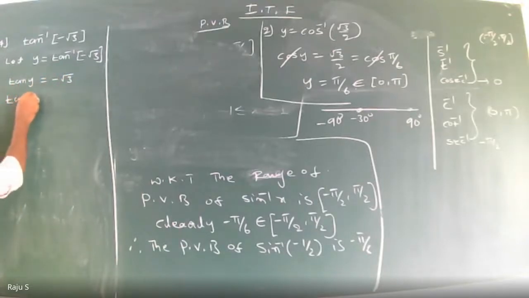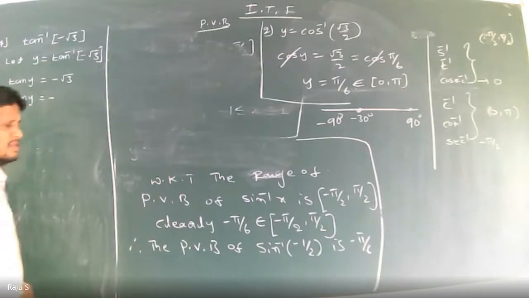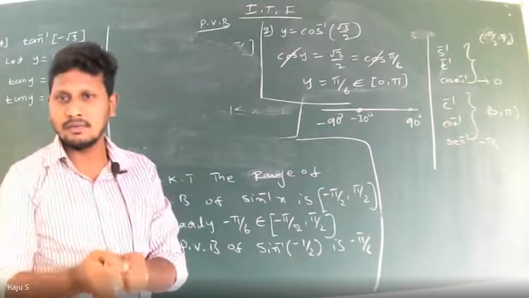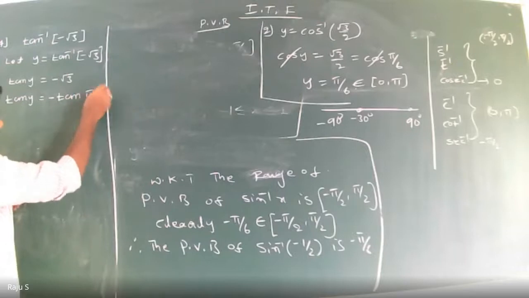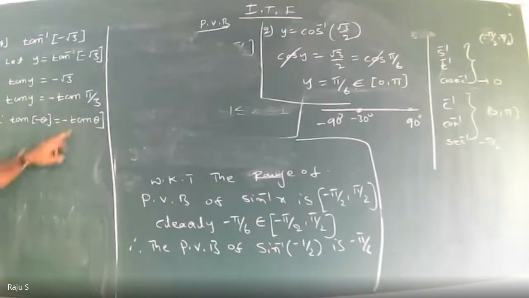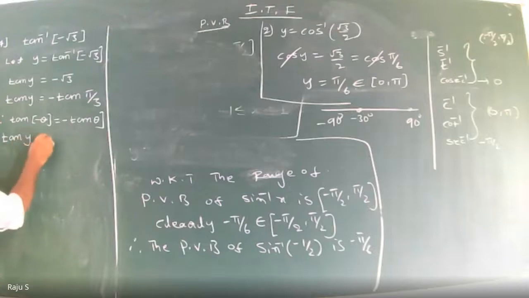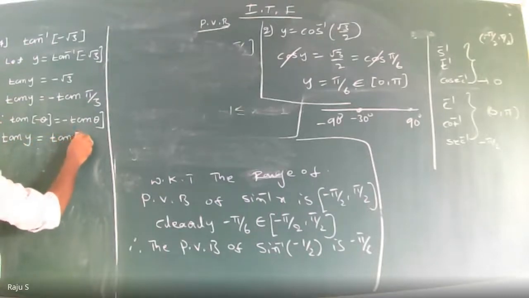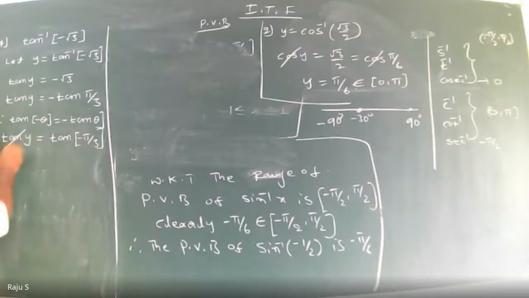Tan y is equal to minus root 3 means, root 3 is tan 60 degrees. Tan 60 means pi by 3. Can you cancel again? No. Since you should remember, tan of minus theta is equal to what? Minus tan theta. Can you apply this property? Yes. Take the minus inside. So tan y is equal to tan of minus pi by 3. Then now we can cancel this. So y is equal to minus pi by 3.